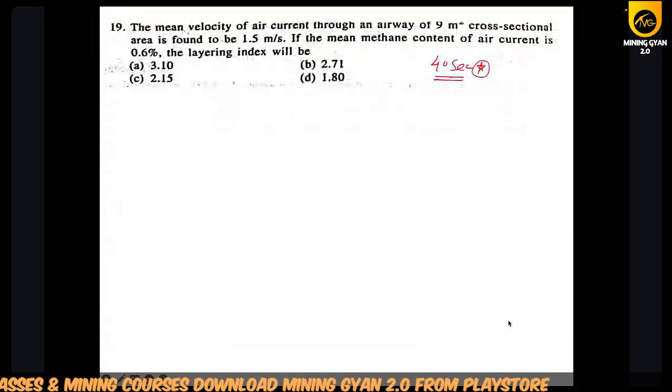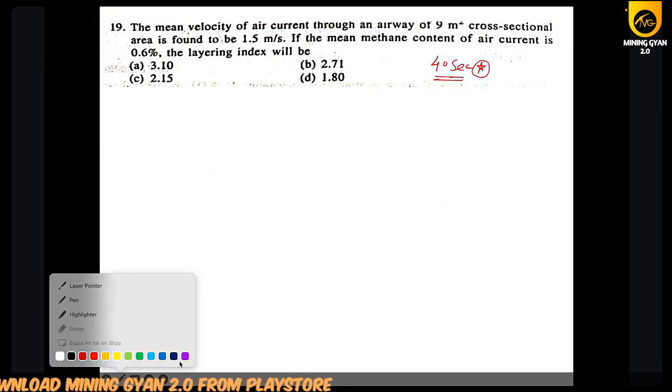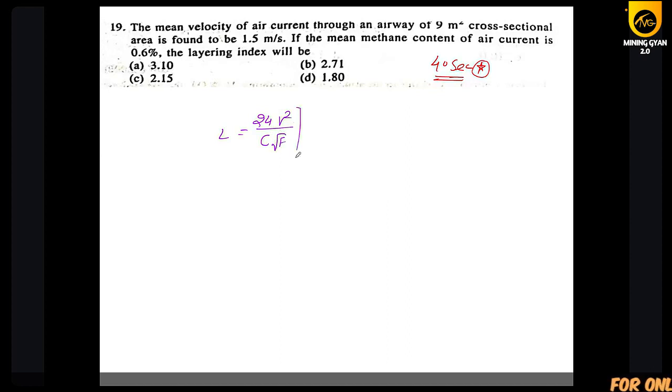Let's start to solve the question. In this question, you have to find out the layer index. So we have read the formula for the layer index. What was the formula? 20 layer equals 24 v square divided by c root f, power 1 by 3. This is how the index can be determined.